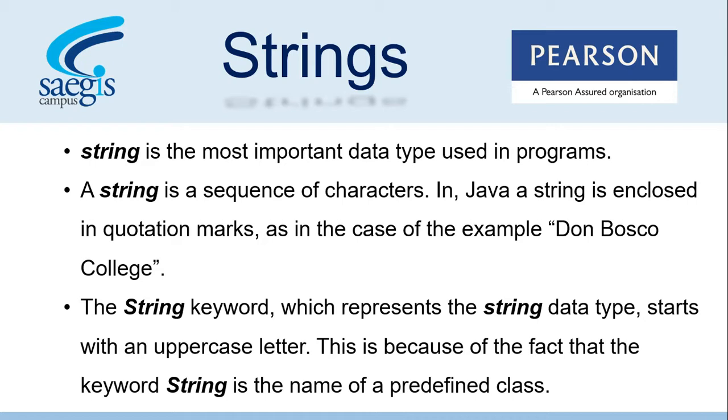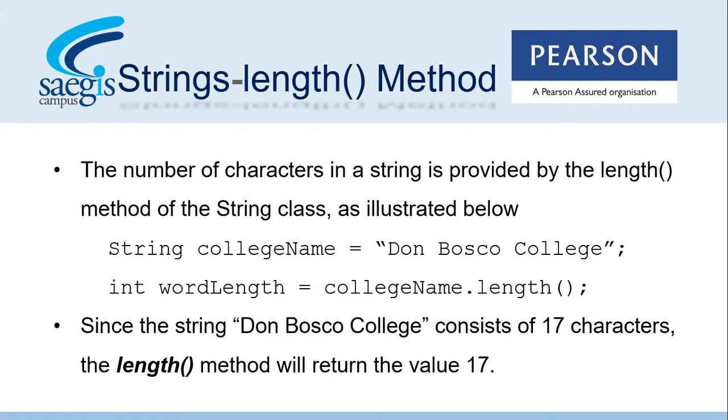Since String is a class, what can we have in a string? We can have methods, and also properties of a string. So this is the length method. Using the length method, we can get the length of some string. For example, if we run this one, college.